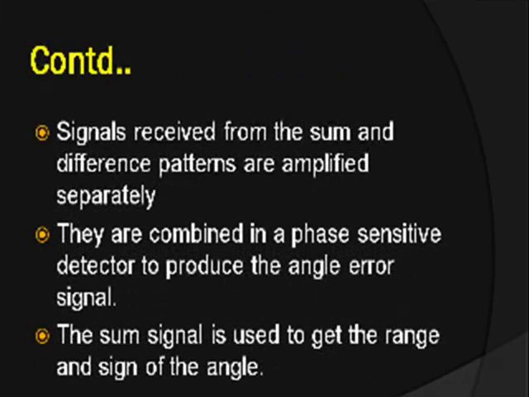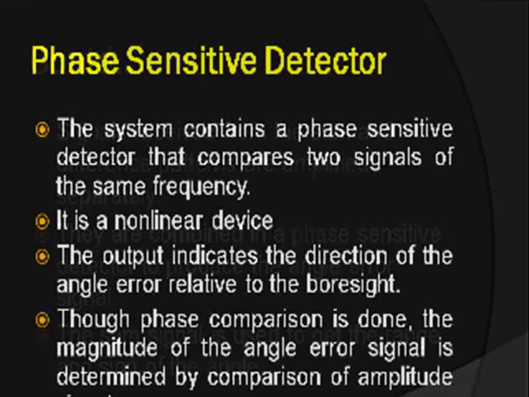Signals received from the sum and difference patterns are amplified separately. They are combined in a phase sensitive detector to produce the angle error signal. The sum signal is used to get the range and the sign of the angle of the incoming target.